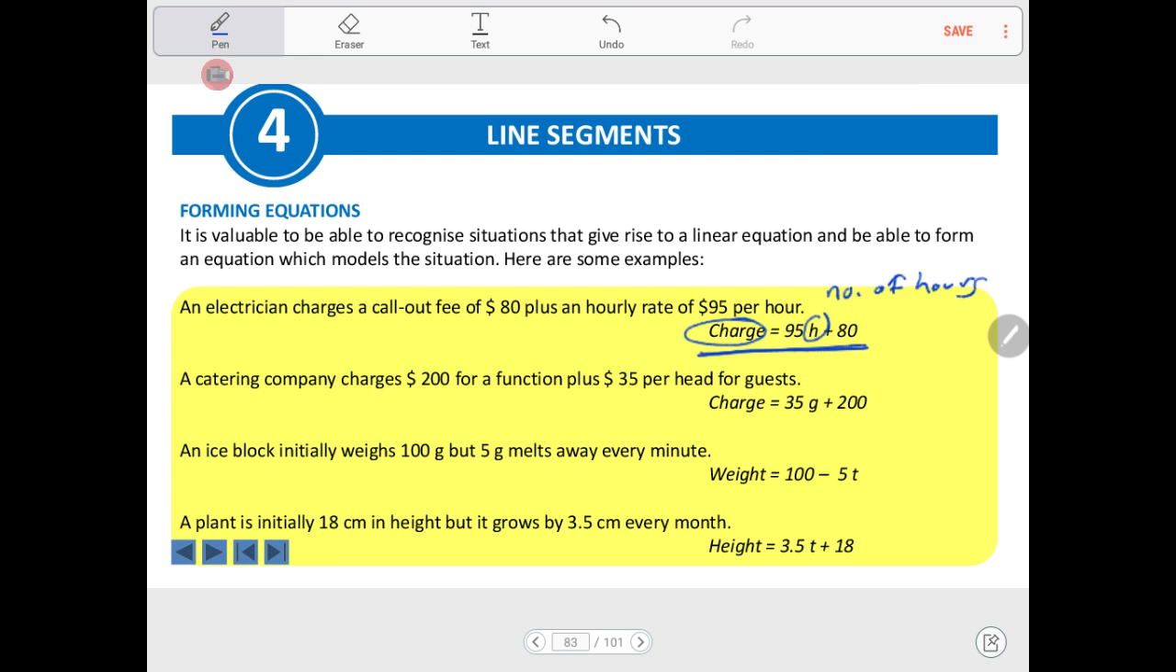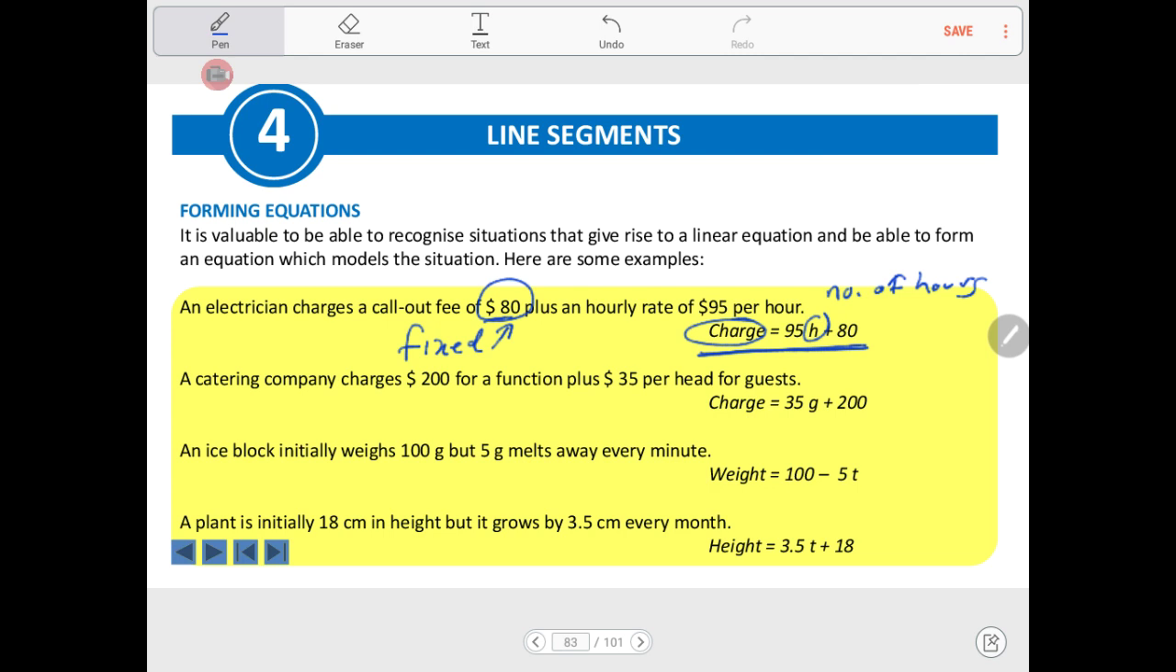Now we also need to be able to put the numbers in the correct spots. Here we've got a call-out fee of $80. Now that is going to be fixed. That's not going to change. If the plumber comes out and works for 10 minutes or comes out and works for 10 hours, either way the call-out fee is $80.